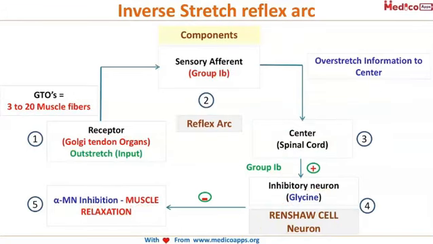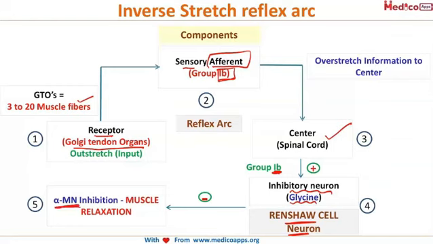Now let's quickly revise. The receptor for inverse stretch reflex is the Golgi tendon organ. Each has about 3 to 20 muscle fibers, and the sensory afferent is via group 1B. The overstretch information is taken to the center, and via the group 1B neurons, the inhibitory neuron, that is the Renshaw cell neuron, is activated. It is inhibitory because it uses the neurotransmitter glycine. So what is it going to inhibit? It is inhibiting the alpha motor neuron, ultimately resulting in muscle relaxation.